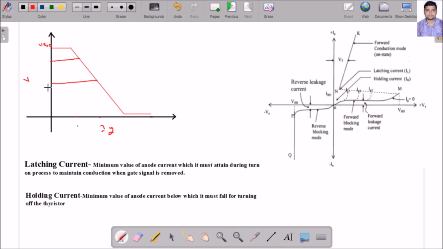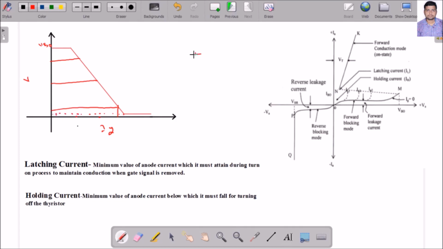At this point, what is the voltage requirement? It reduces. But when I am not giving a gate signal, what is the voltage requirement? VBO. If I again increase the gate current here, the voltage requirement again reduces. So my question is, if I am increasing the gate current, still you require some minimum value of anode to cathode voltage always in the device.